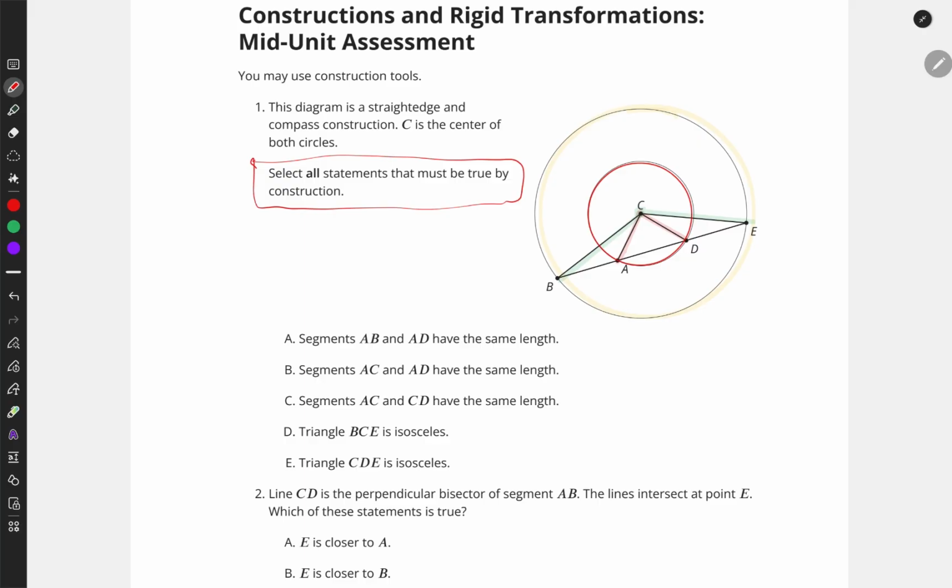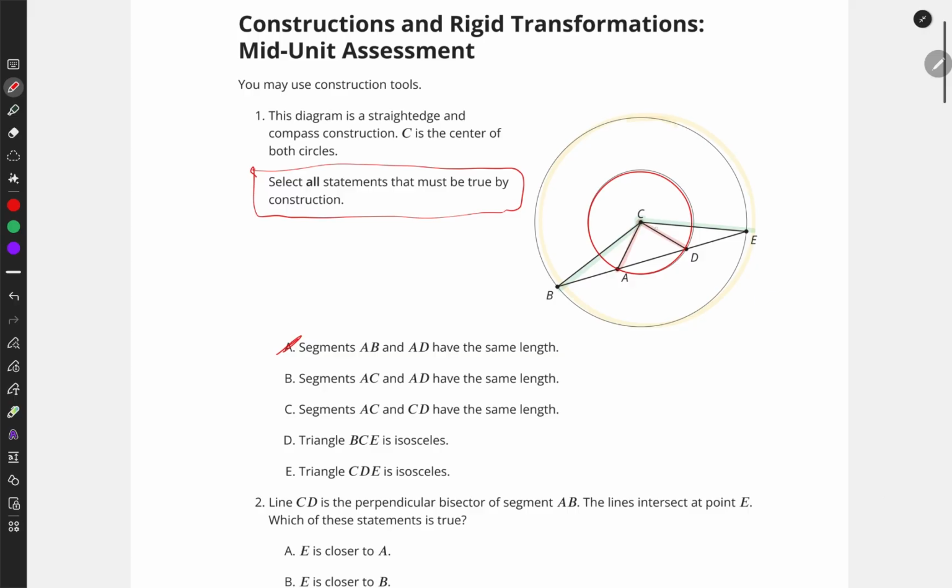They're saying segment AB and AD have the same length. Well, AB is from here to here, and AD is from here to here. So neither of those are radii, so we cannot confirm their distances at all. That is not true. Number 2, AC and AD have the same length. So AC from here to here, and AD. So one is a radius and one is not. That is not true. The next one, AC and CD have the same length. Yes, they have the same length because those are both radii. That's the one we're talking about. So this is one of our answers.